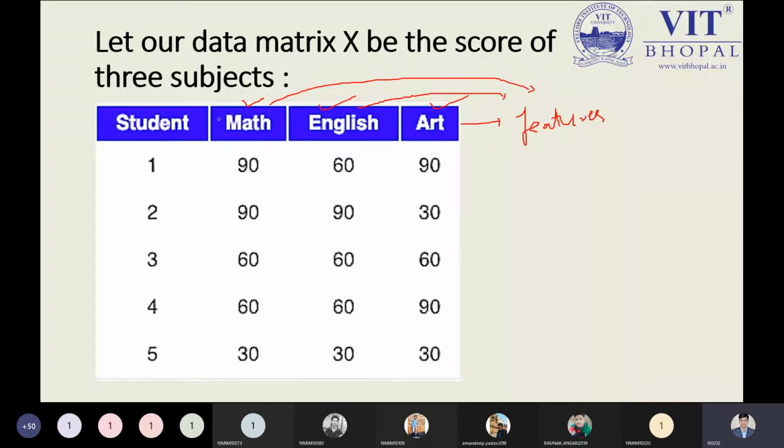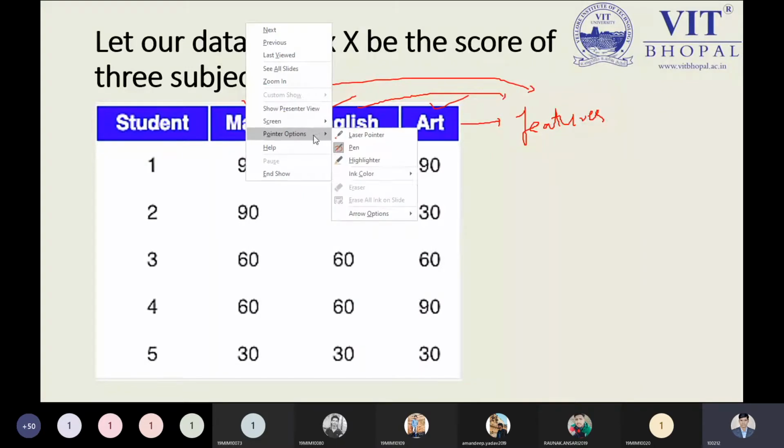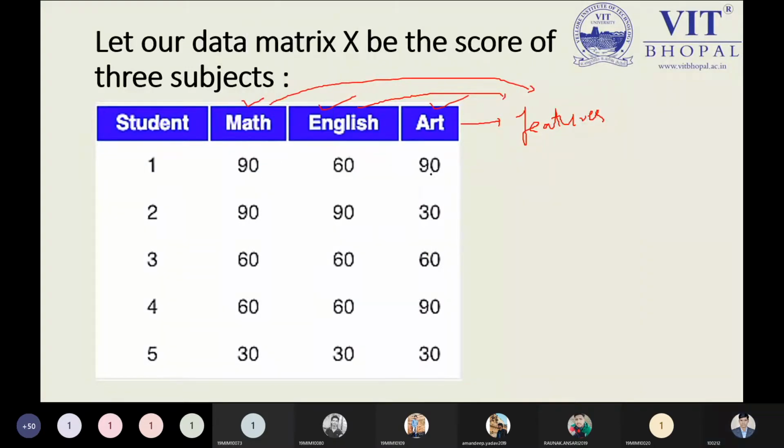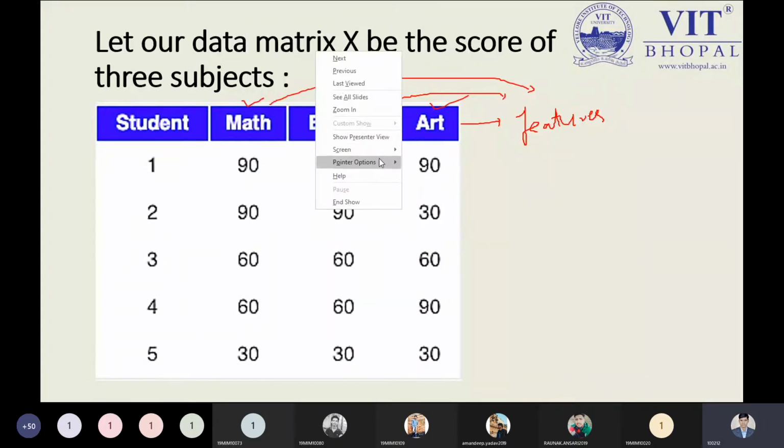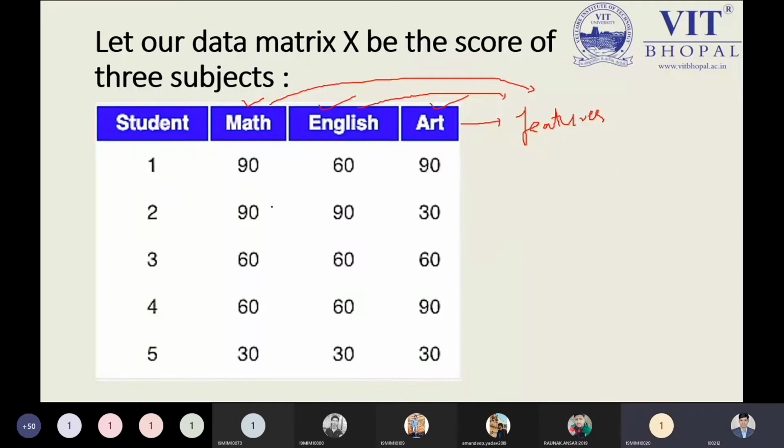So how many columns do we have? Can anyone tell me how many columns we have over here? Three columns? No, we have four columns. We have to include student as well. So we have four columns: student, math, English, and art. From these columns, we are selecting the features. Those are our important features: math, English, and art.